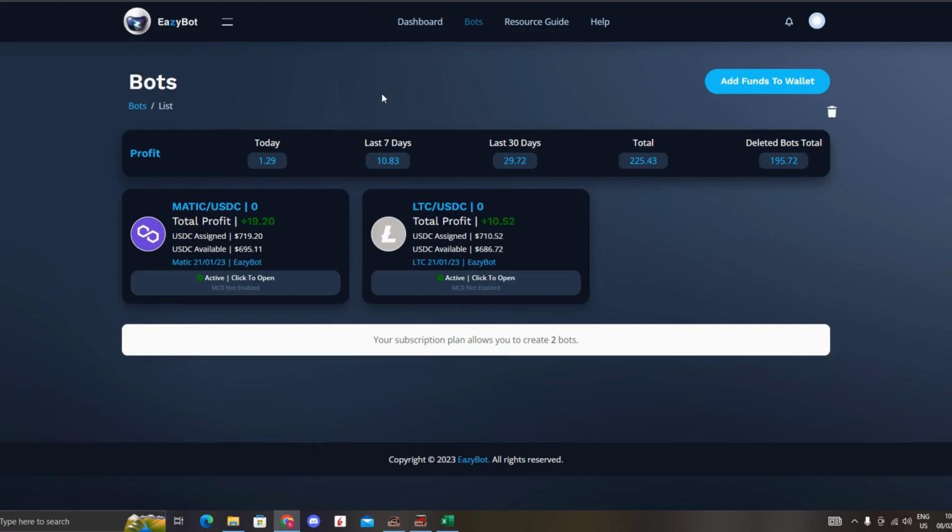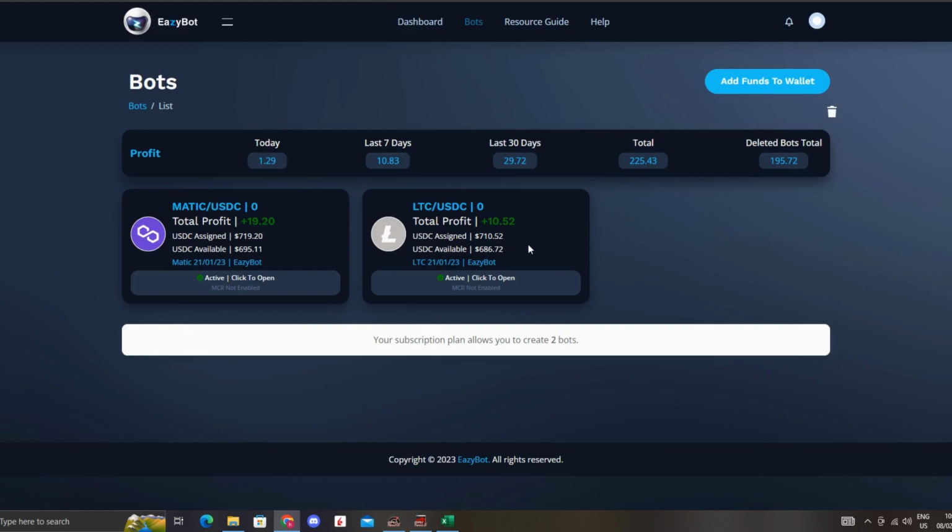So I'm running two pairs on Eazybot because I picked the best pairs, and if you have a whole bunch of pairs, you're just reducing your overall percentage, to be honest. If you take the highest percentage pairs, you're more likely to make more profit. So I'm using Matic and Litecoin.